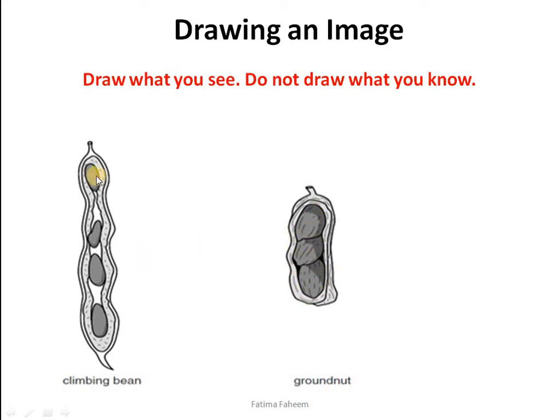Also, you can see the details of the seeds, that these are apart. They are not close together, while these are sticking with each other. So whatever detail you see, you will have to replicate as it is. You don't have to make any changes in that. So always draw what you see. You do not have to draw what you already know or may know.